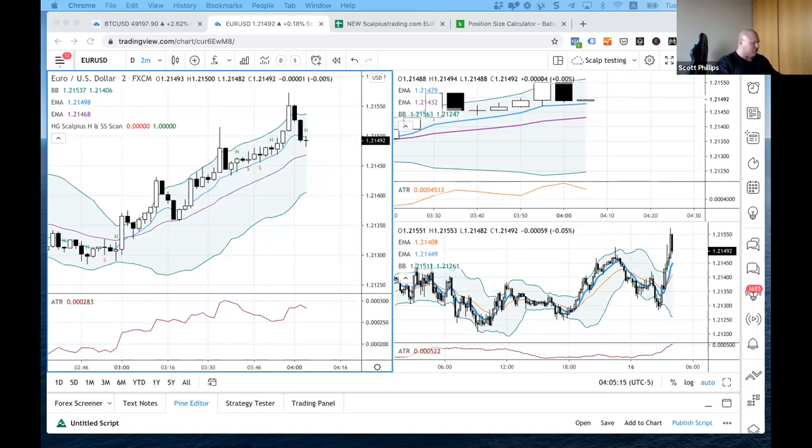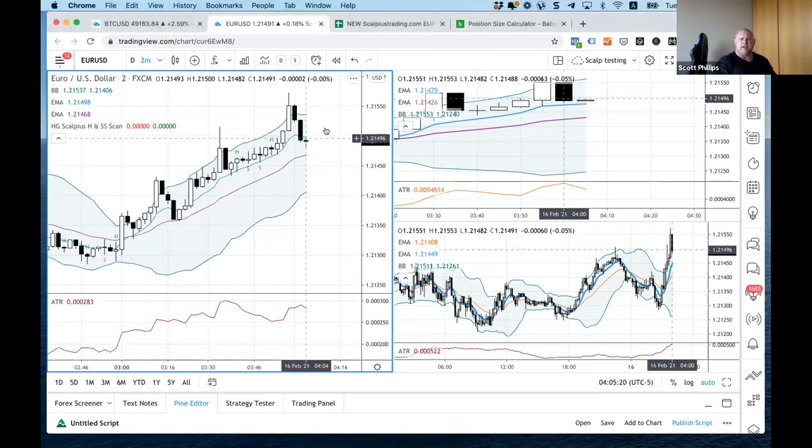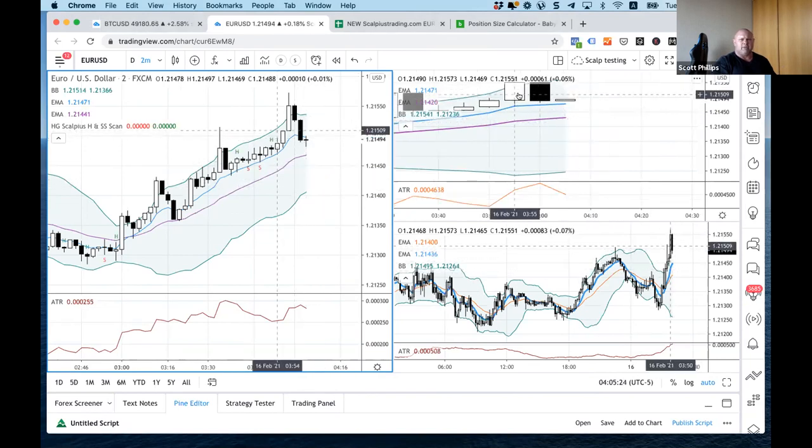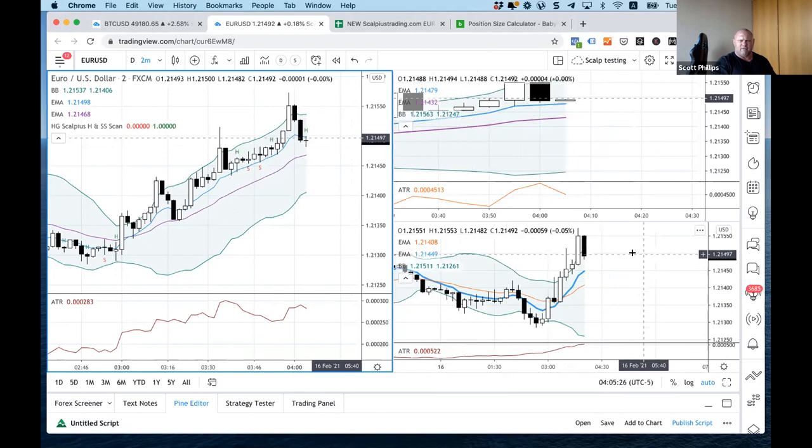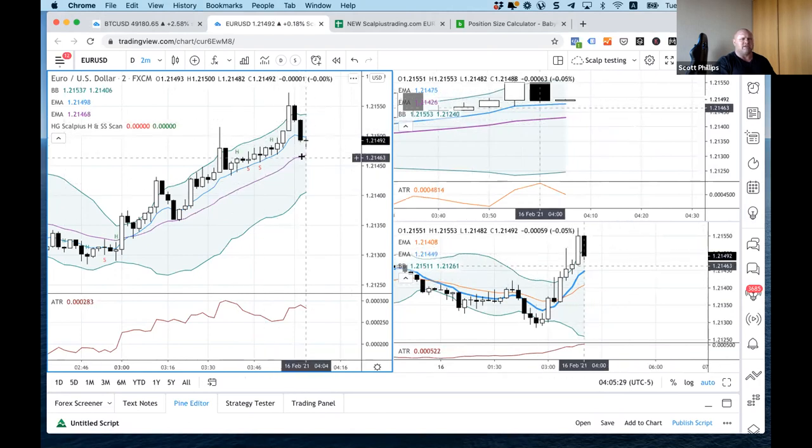And what this is going to do is stop me getting surprised if this turns out to be a hammer in 40 seconds. If this is a hammer, I've got confirming evidence. I'm walking up the outside of the Bollinger. If this is a hammer candle, I'm getting long.